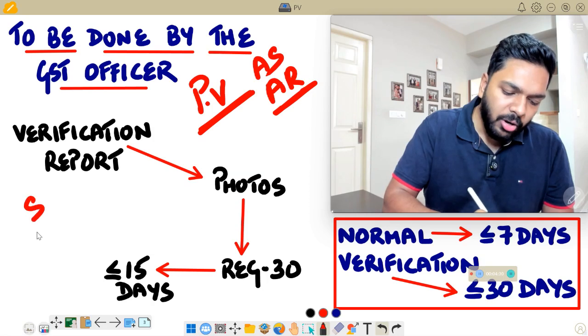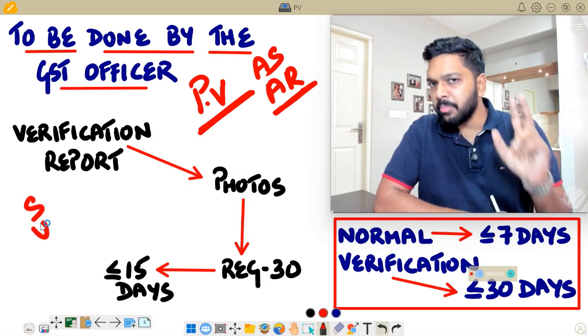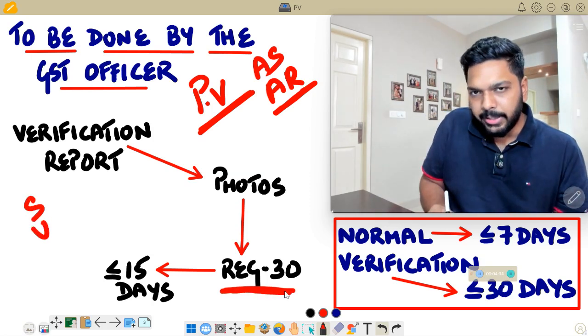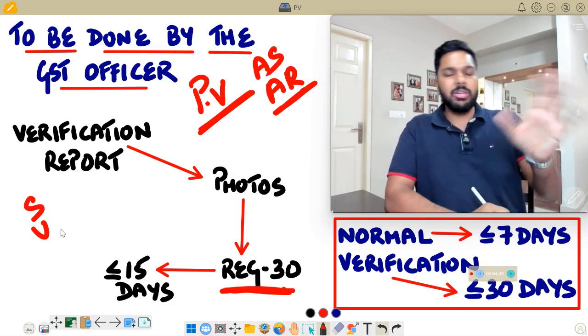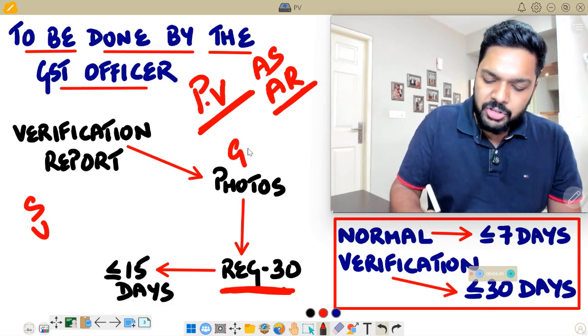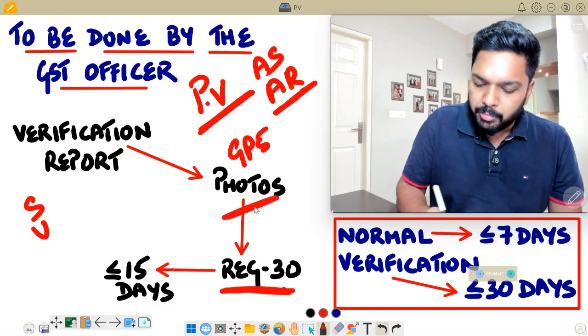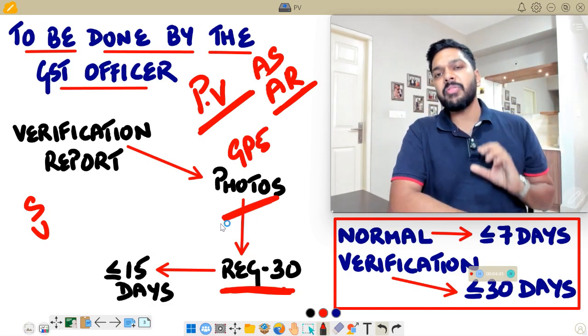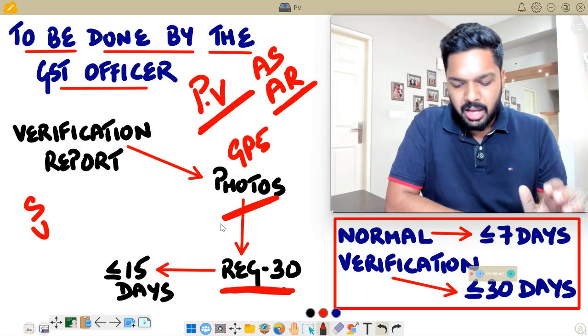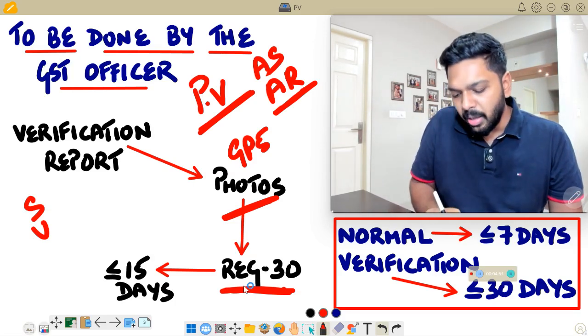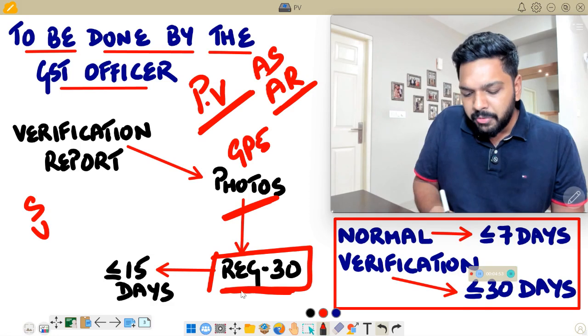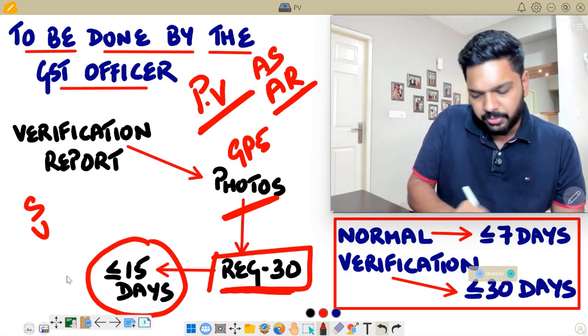Whether he is satisfied or unsatisfied, he will have to submit a report in REG-30, which will consist of his statement, his final approval, whether it's satisfactory or not satisfactory. And it will also have the GPS enabled photos of the building or the commercial establishment from where you would propose to do business and get a GST number. This verification report shall be submitted in REG-30 within a period of 15 days of the physical verification.